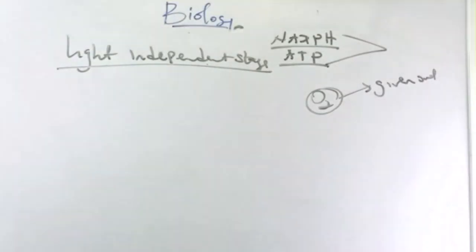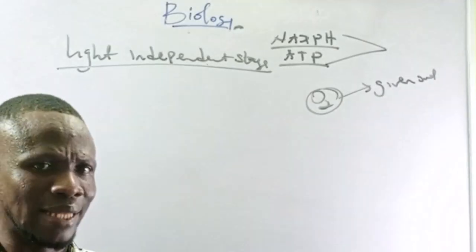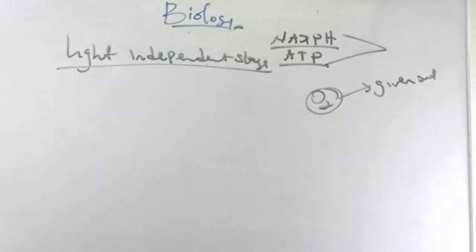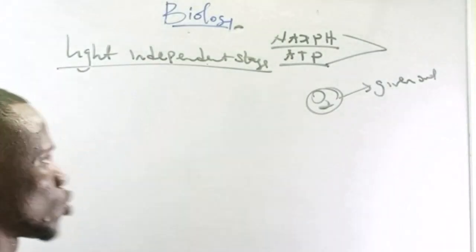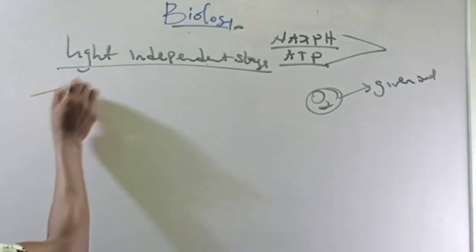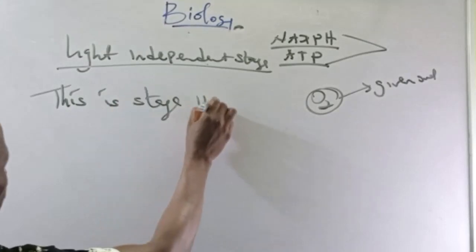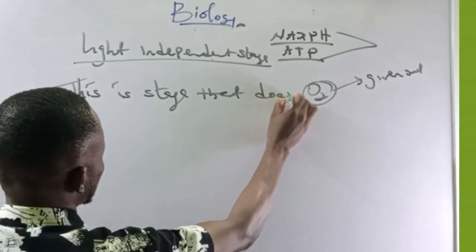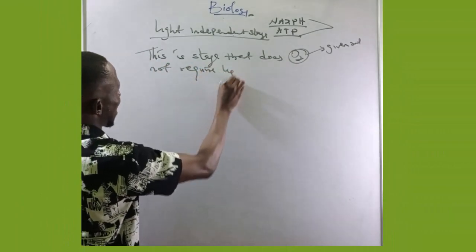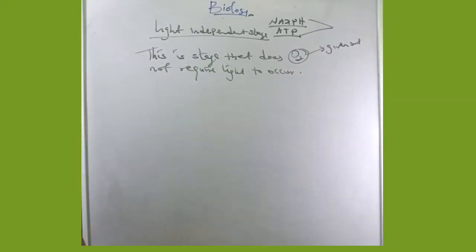It can take place in the day, it can take place at night. It does not require light to take place. However, in the presence of light, it still takes place. So we call it the light independent stage. This is the stage that does not require light to occur. It can take place in the presence of light or in the absence of light.